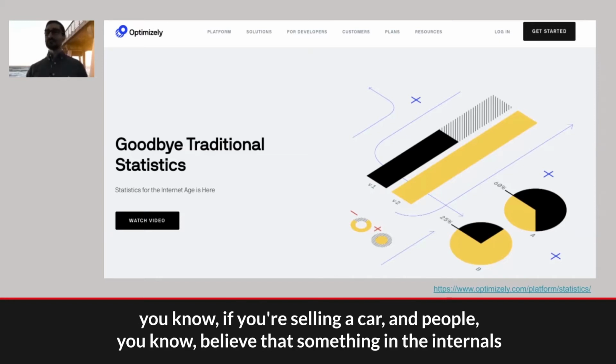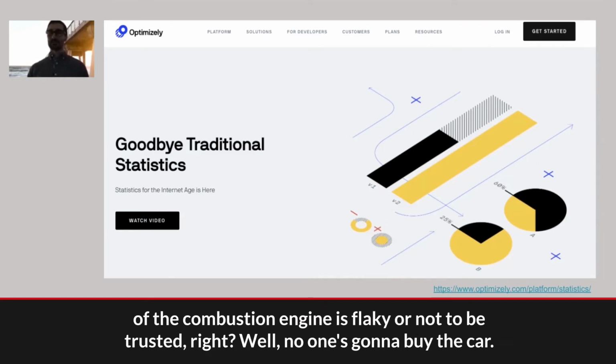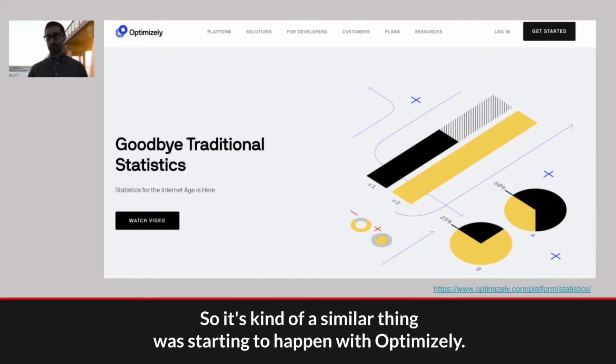It's kind of like if you're selling a car and people believe that something in the internals of the combustion engine is flaky or not to be trusted, right? Well, no one's going to buy the car. So it's a similar thing that was starting to happen with Optimizely.